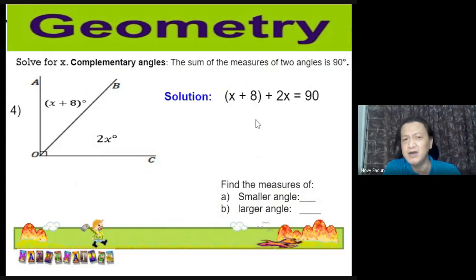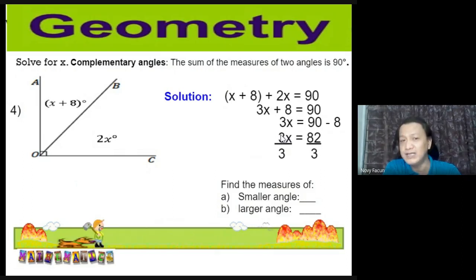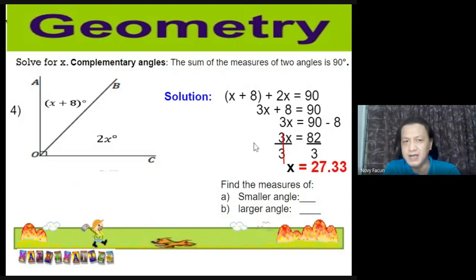So add the similar terms, x plus 2x, that is 3x. Bring down the 8 because it has no similar terms. That is a constant. Then, transpose the 8 to the right side of the equation, that will become minus. That is 3x equals 90 minus 8. And the difference of 90 minus 8 is 82. So as a shortcut, divide both sides by 3. Cancel the 3. Therefore, x equals 27.33.